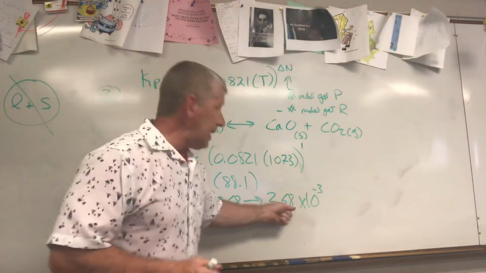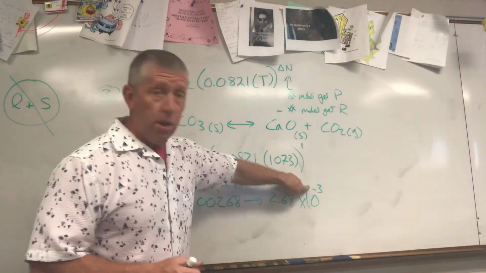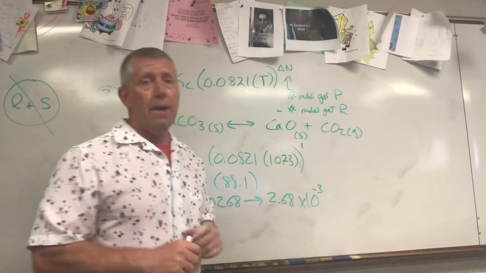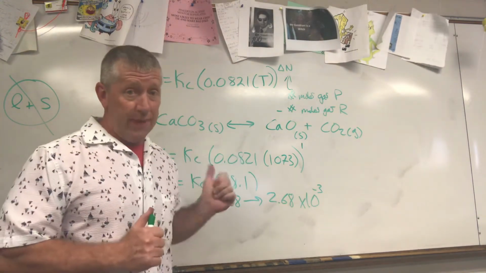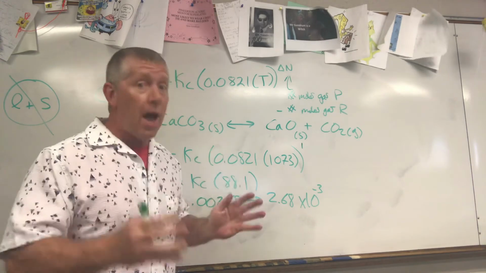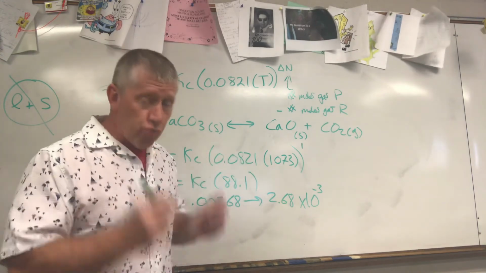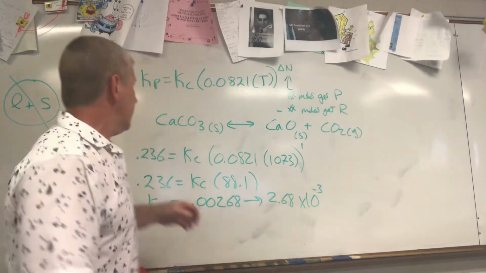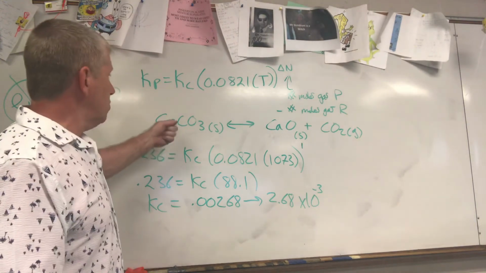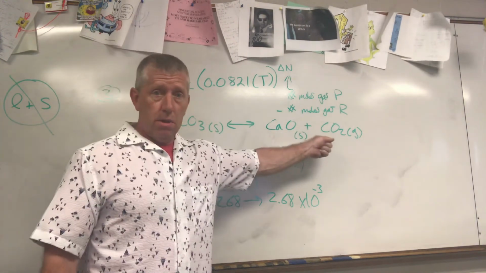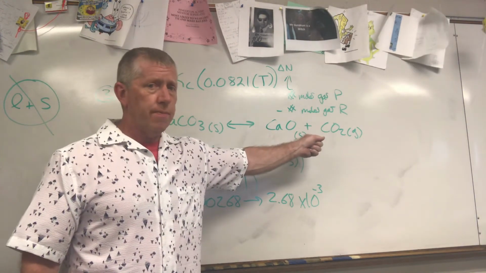What does this mean? That's a small number. It's less than 1. That means the reactants are favored. That means that this thing does not want to go in the direction that it's written. It does not want to break down. If you think about it, you know that's true.